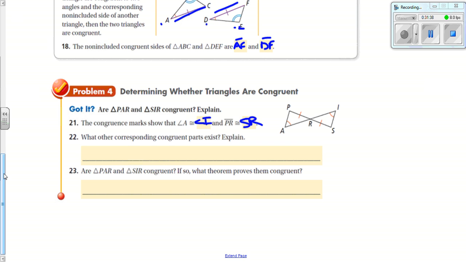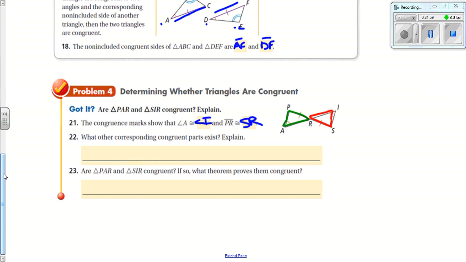One thing to show you real quick. PAR, SIR. So going that way. Okay, so what other corresponding parts do we need? What other corresponding congruent parts exist, I should say? Well, what other information do we know, guys?